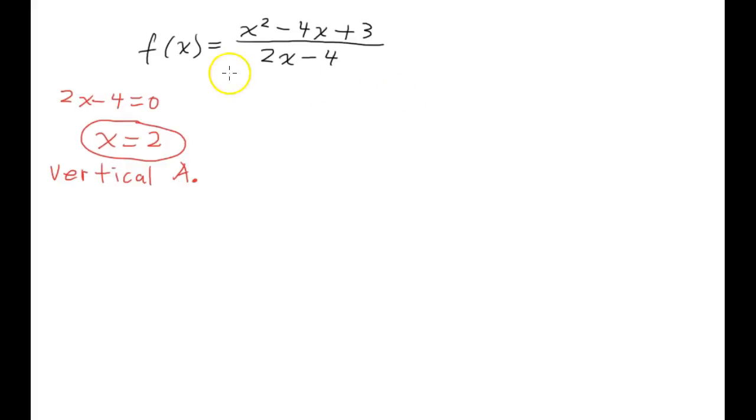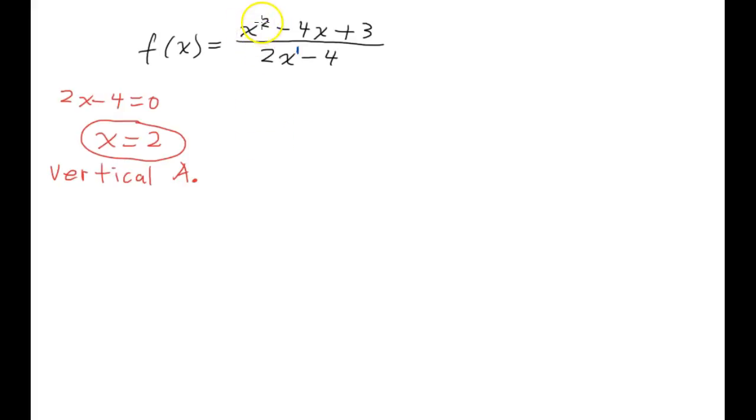This does not have a horizontal asymptote. I'll just cut to the chase there. And that's because the degree, or the highest exponent on the numerator, is greater than the highest exponent on the denominator. That's an implied exponent of 1 there. So there is no horizontal asymptote.